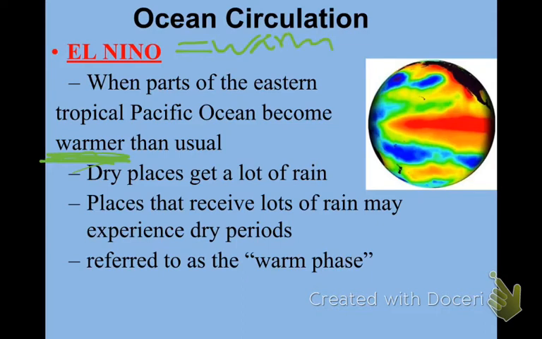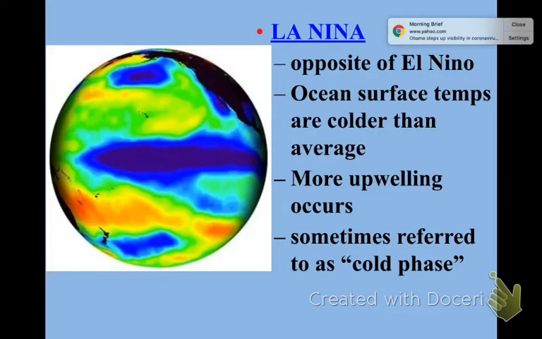So places that typically don't get much rain will get a lot of rain, and certain places that normally get a lot of rain won't get as much. But El Niño is your warm phase, which makes La Niña your cold phase. And that also, again, is the big deal to know, just which one is warm and which one is cold. So La Niña is the cold phase.